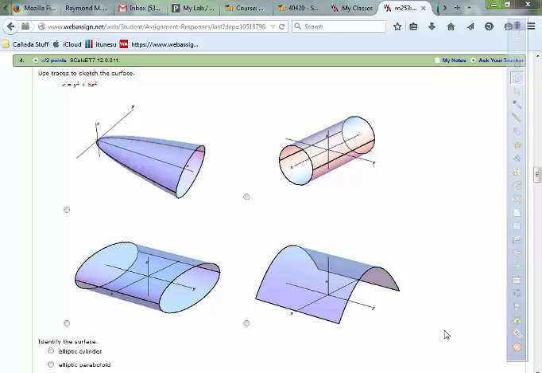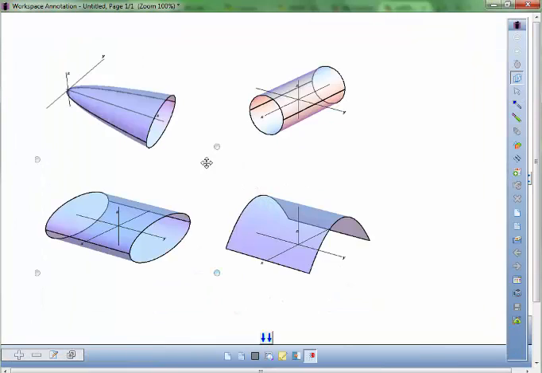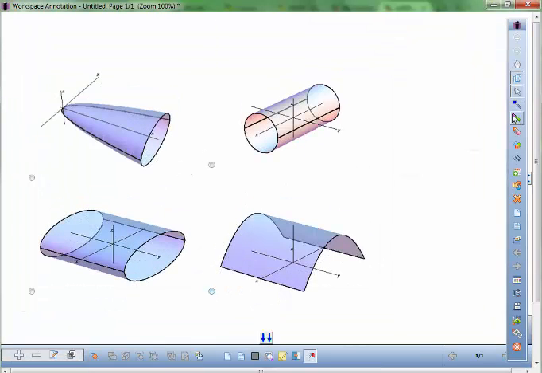Trying to identify our surfaces, right? So if I take a snapshot of this and then put labels on the surfaces so that we know how to relate the names with the pictures, let's see if we can do something like that. So here are 4 surfaces.